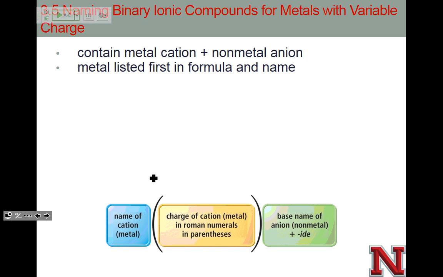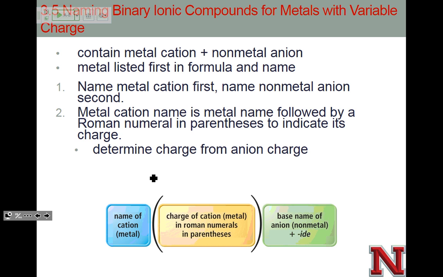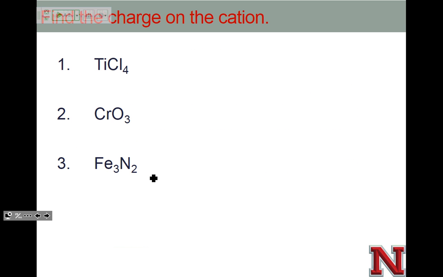As far as our variable charges, the only difference is we need to specify the charge in parentheses, which means we might have to calculate the charge. So for example, we have titanium chloride. We know we have 4 chlorines, and each chlorine has a -1 charge. So if we only have 1 titanium, we must have a 4+ charge. Because remember, our overall charge is 0.